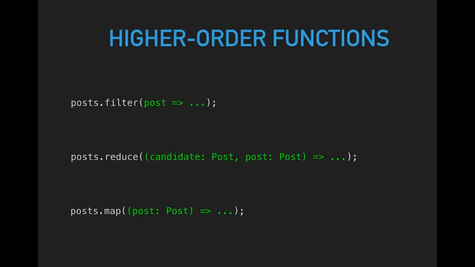So the first functional concept I wanted to show you is called higher order functions. Higher order functions are simply functions that take other functions as an argument. This is exactly the case in our filter example. Higher order functions are especially useful in the context of array operations. In JavaScript, we have some built-in higher order functions on arrays.